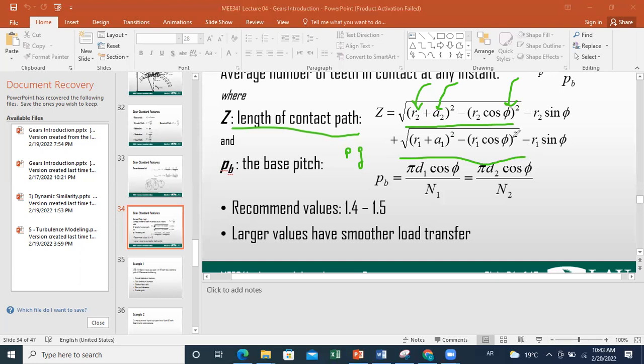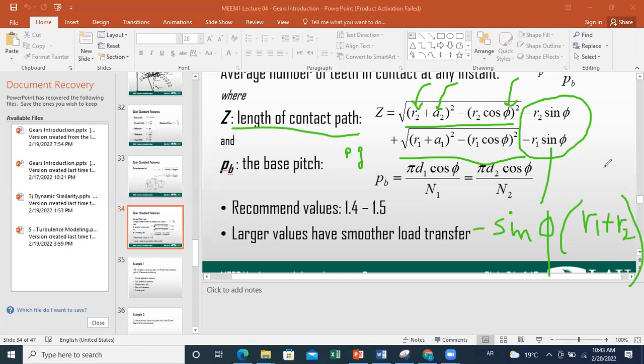Okay, and if you sum these two terms into one and take sine phi as a factor, you have minus sine phi times R1 plus R2. You know that the summation of the radii of the pitch circles gives you the distance between centers C, which was also already calculated in this problem. So you can replace these two terms by minus sine phi times C.